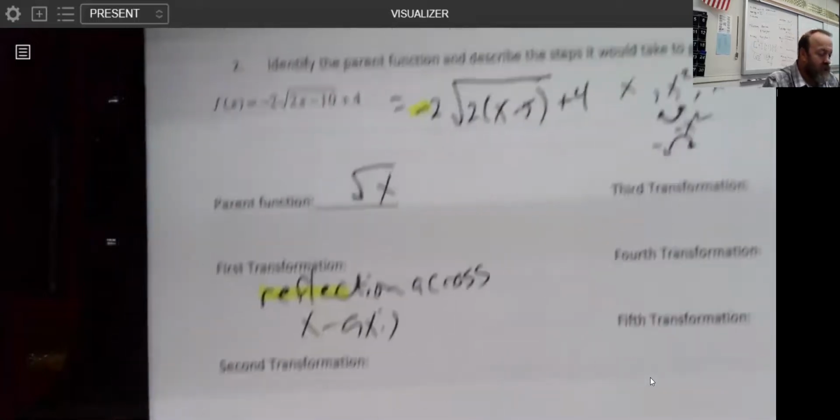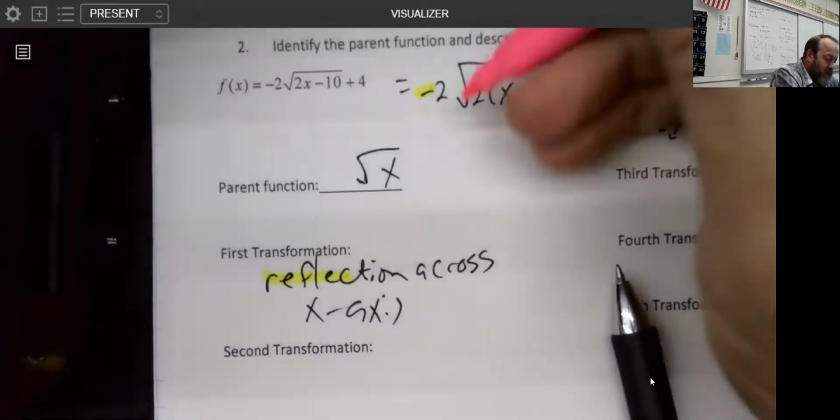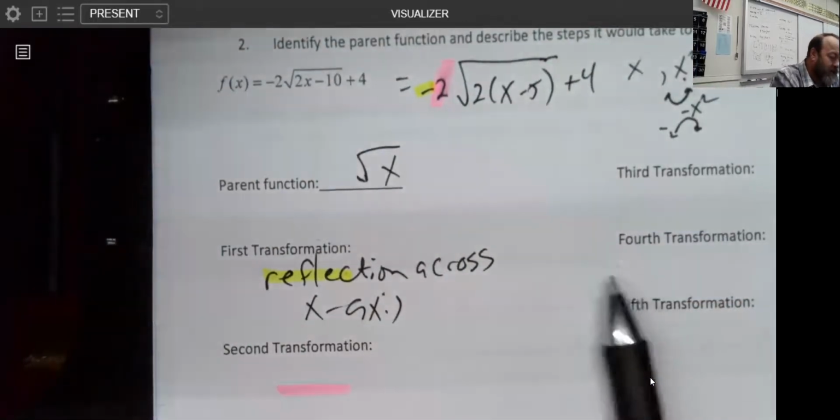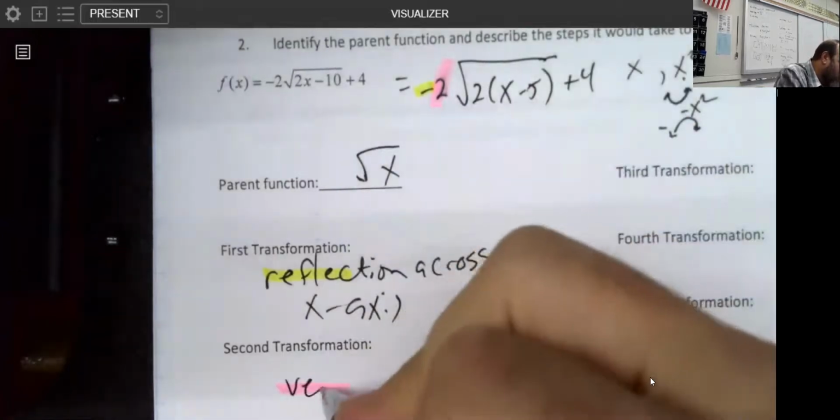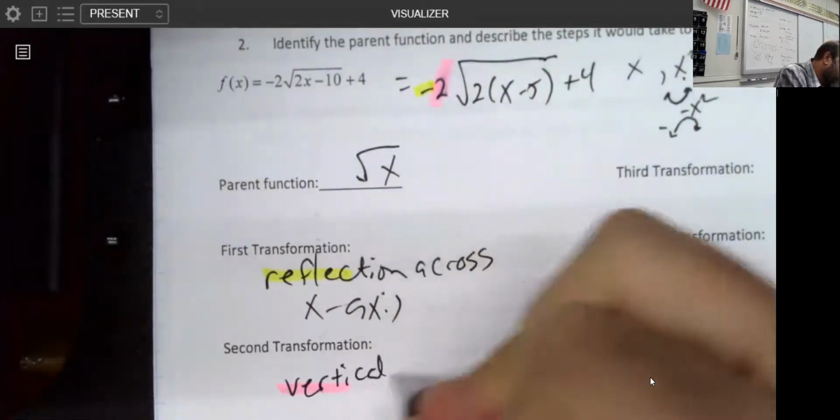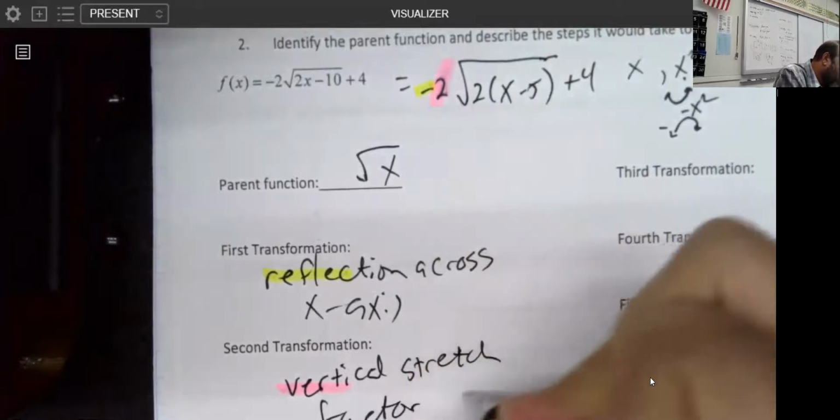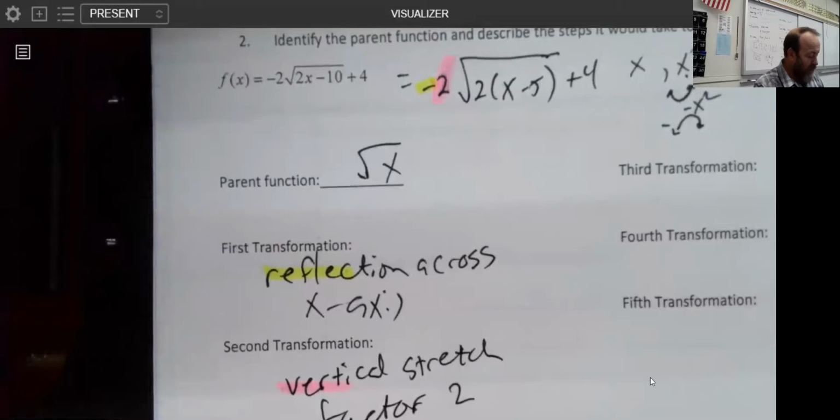Okay. Second transformation I see is I look at this 2 that's sitting right here. Now that 2 again is sitting on the outside. That outside piece is actually going to double the y values. So it's a vertical stretch. And it's got a factor of 2. Now, if you said double the y values, I would totally accept that as well. I think that's not an unreasonable way to express yourself.